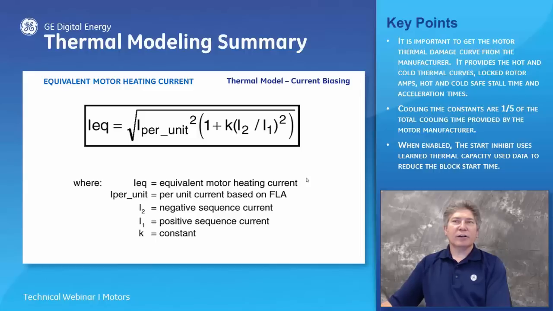Equivalent motor heating current. The relay measures the ratio of negative to positive sequence current. The thermal model is biased to reflect the additional heating that is caused by negative sequence, otherwise known as unbalanced current, when the motor is running. The biasing is done by creating an equivalent motor heating current rather than simply using an average current. If there isn't any unbalance, then the measured current is the I equivalent. The K value is that the rating is a function of voltage unbalance that is recommended by NEMA. We'll discuss how this is calculated on the next slide.